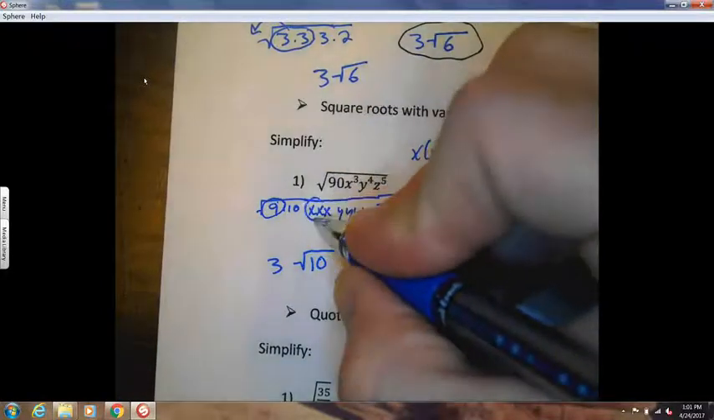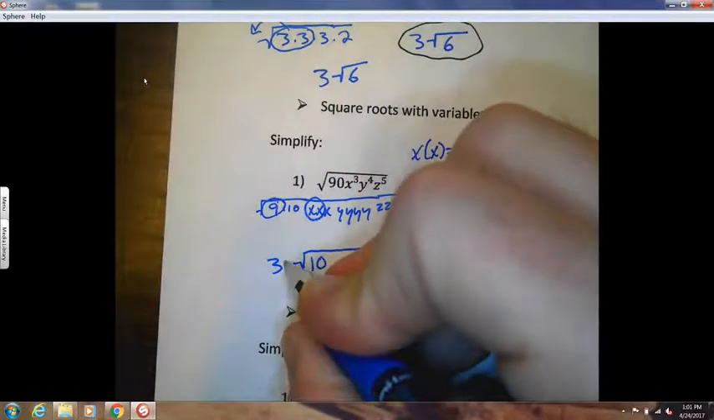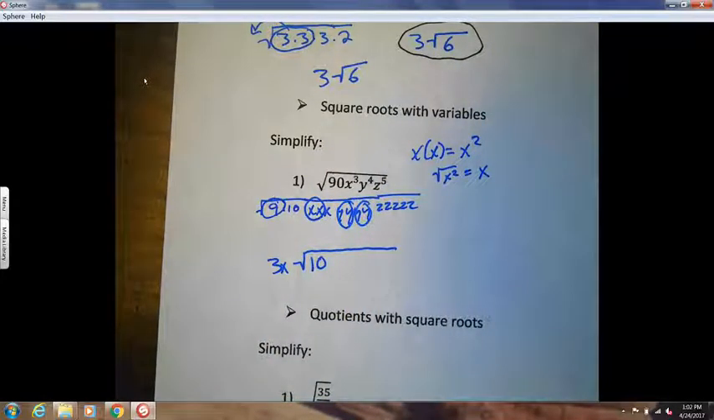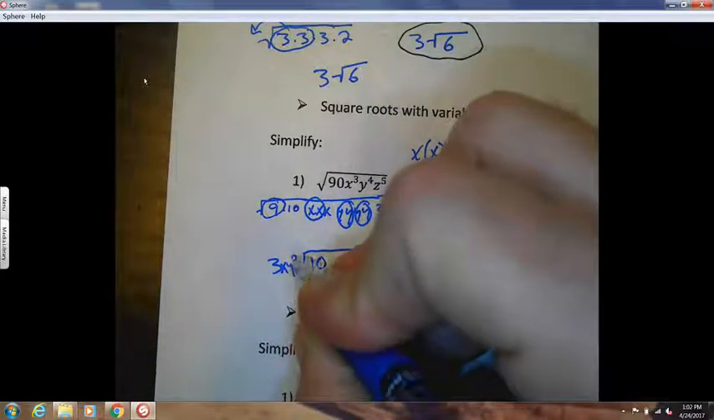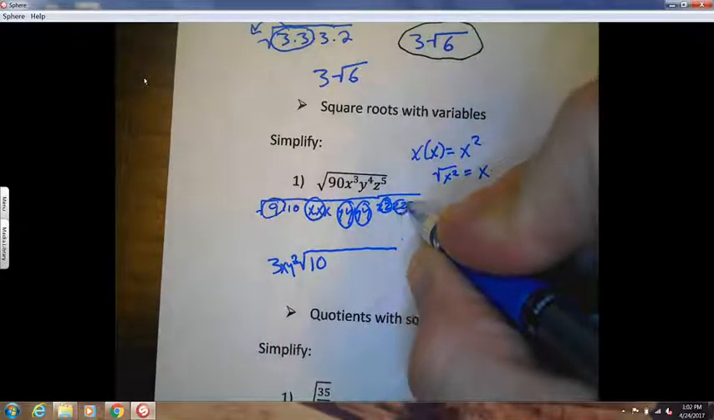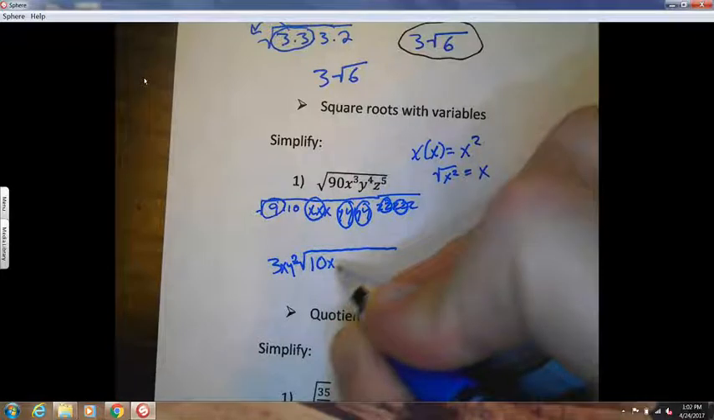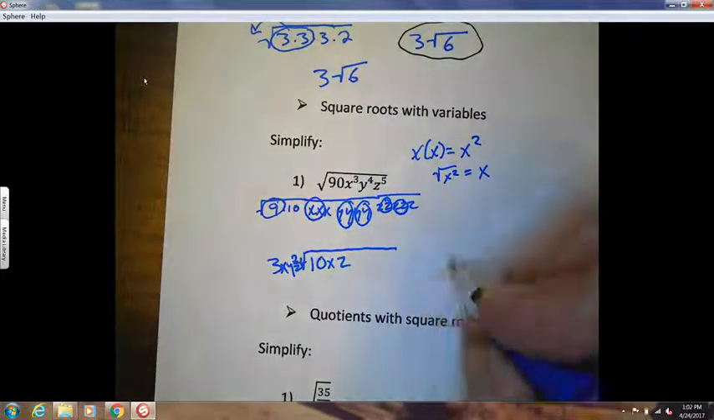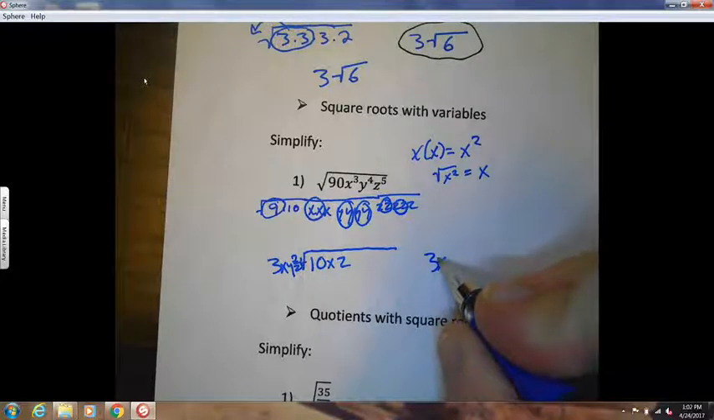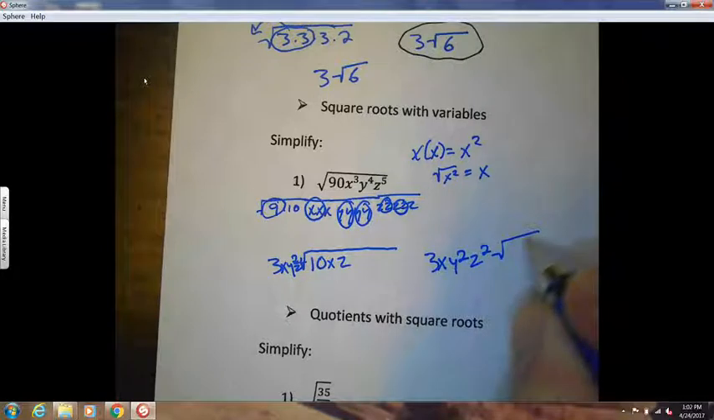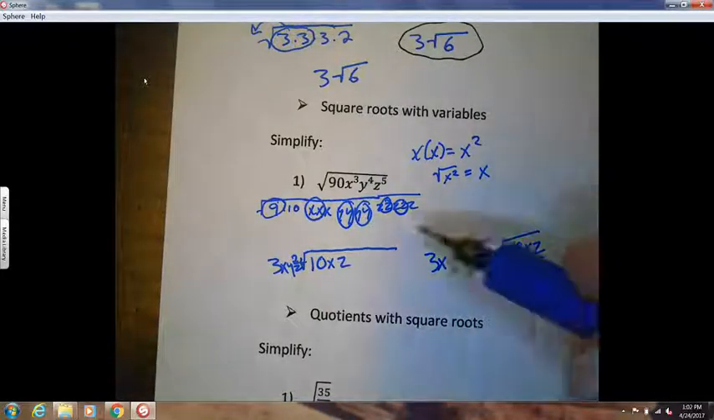One pair of x's, 2 pairs of y's, two pairs of z's, and there's one left. So I didn't write that very well, but it's going to be 3x y squared z squared 10xz. So there's an extra z here and there's an extra x.